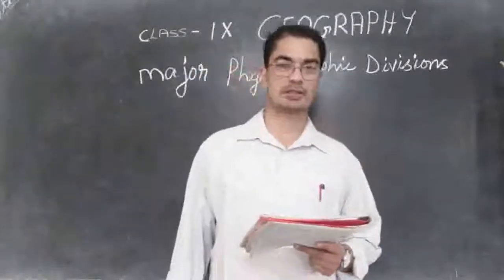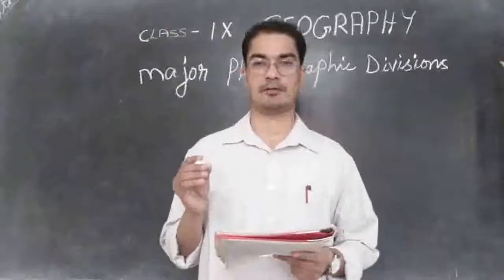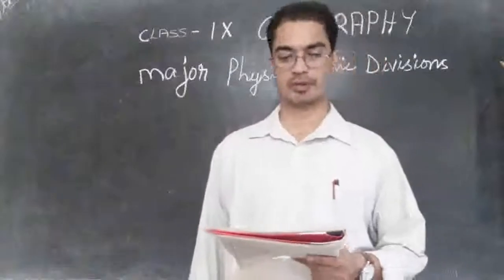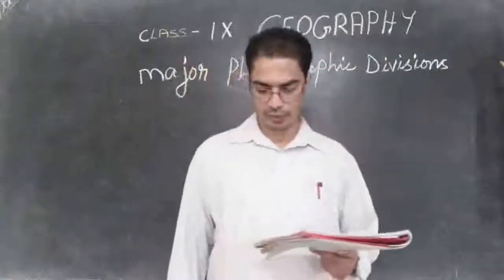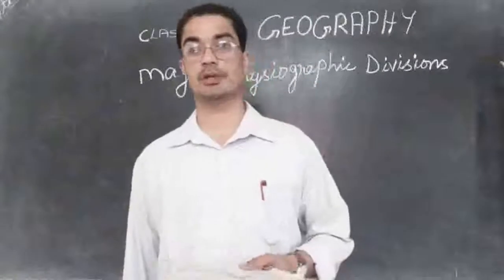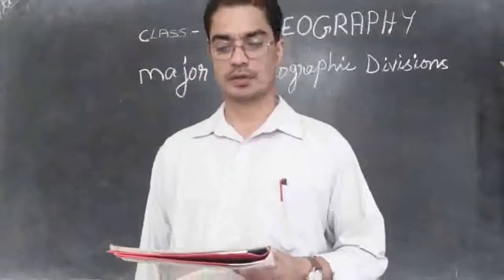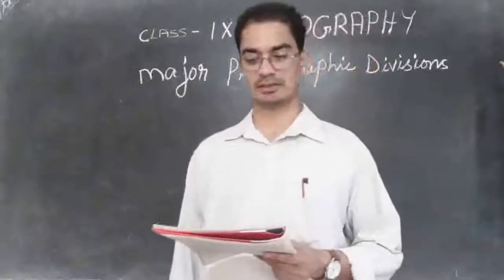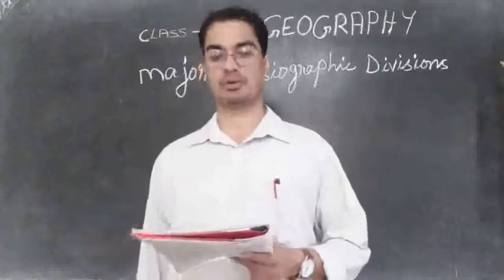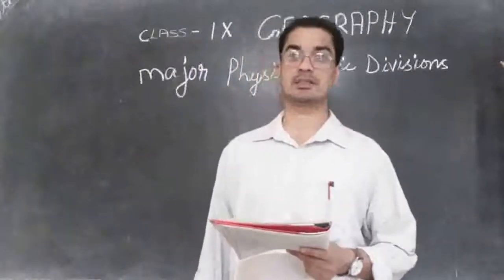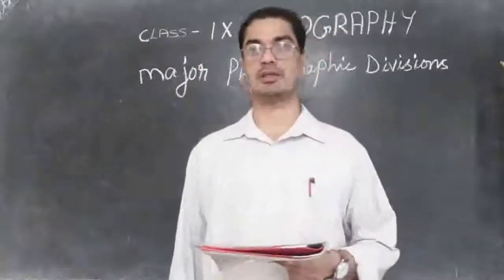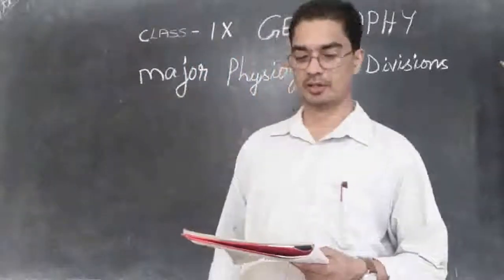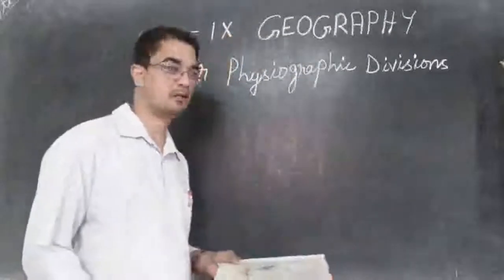So these are the 6 major divisions that we can divide India into. I hope you understood. Once again, you can follow it in your textbook, page number 9. The first one is Himalayan Mountains, second the Northern Plains, third the Peninsular Plateau, fourth the Indian Desert, fifth the Coastal Plains, and sixth the Islands. So we shall study first the Himalayan Mountains.